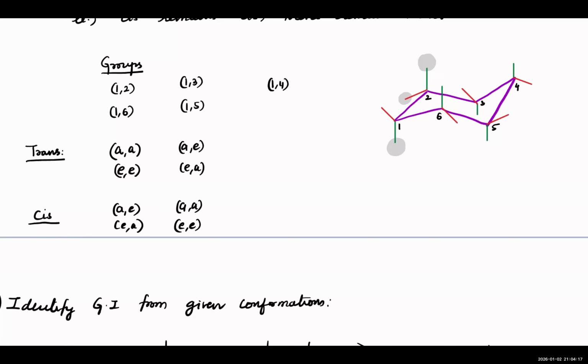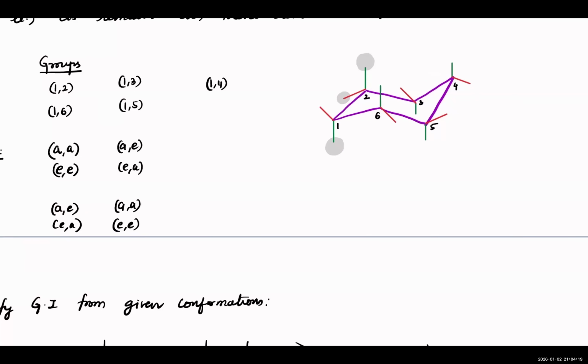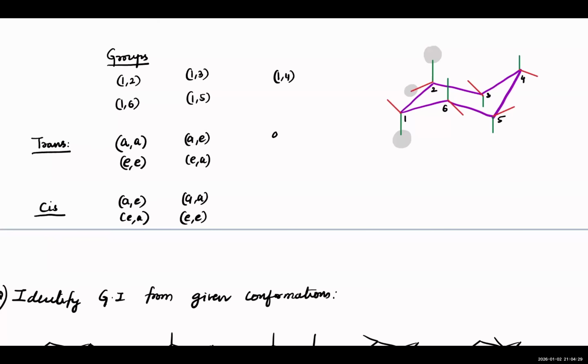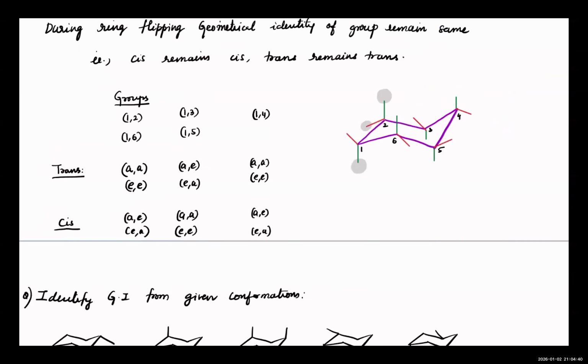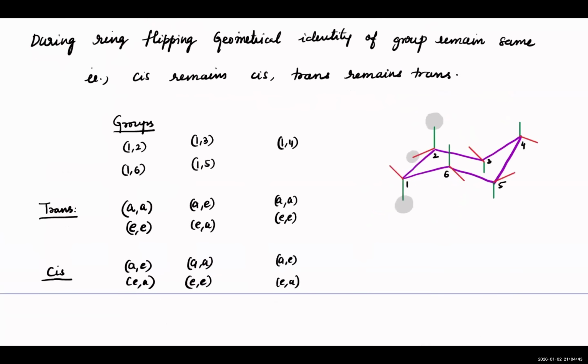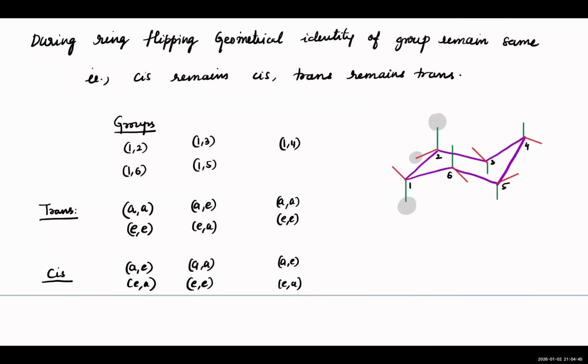And lastly, again, when it is 1 4, 1 and 4, you can see this group and this group, they are opposite to each other. That means that is trans. Therefore, an axial axial or equatorial equatorial is trans. An axial equatorial or equatorial axial is a cis form in 1 4 positions. Okay. Please check this out. This is the important or main crux of this cyclohexane conformation.